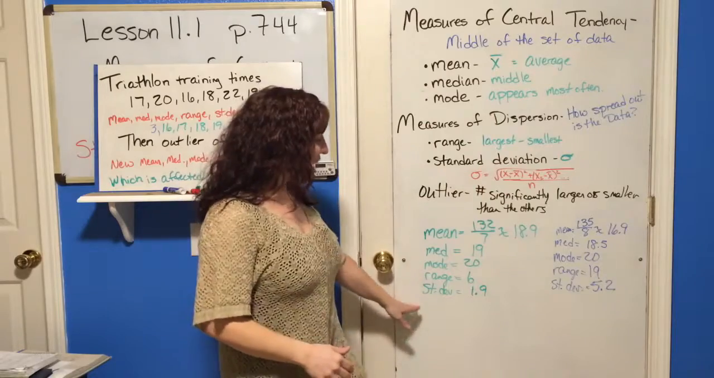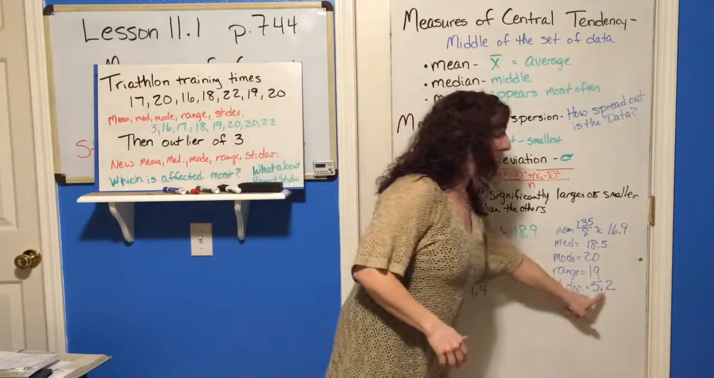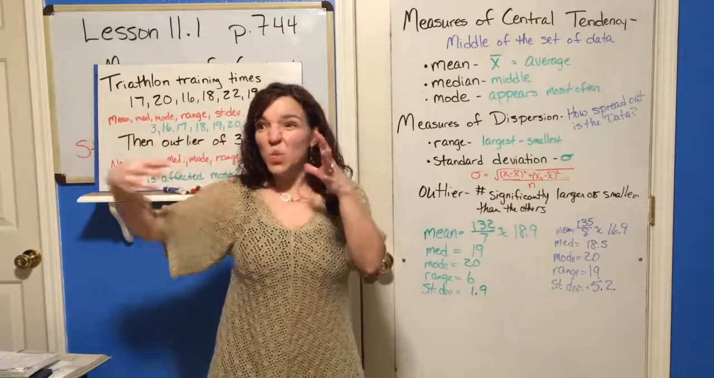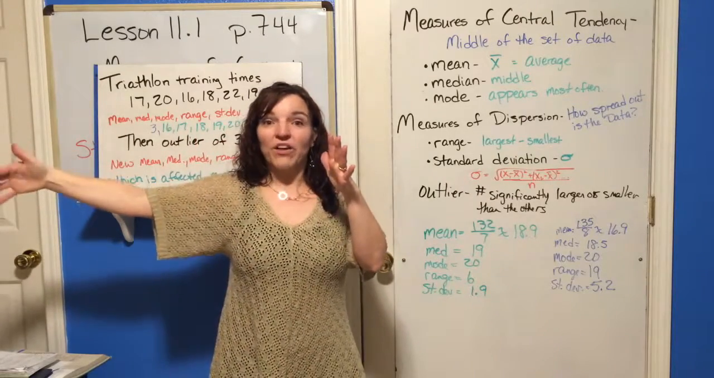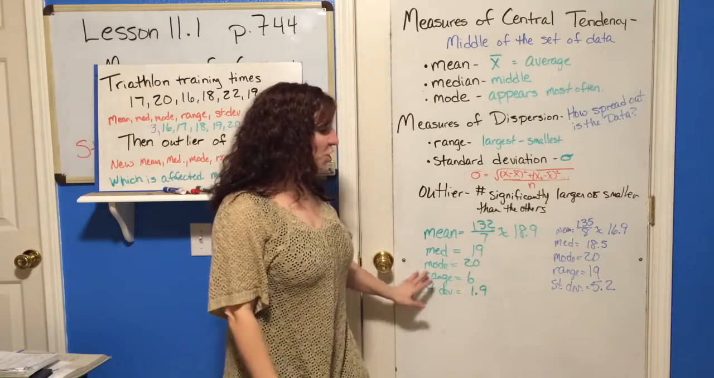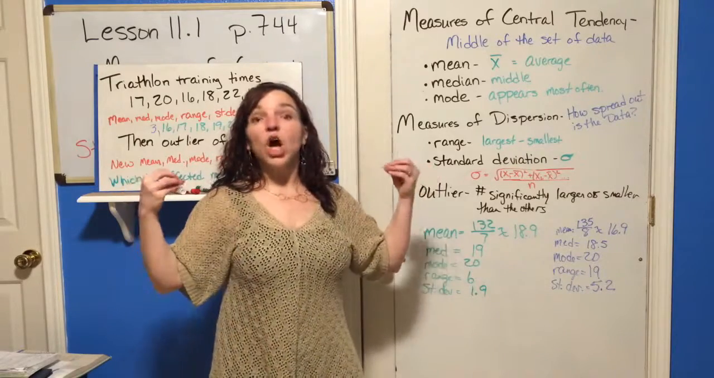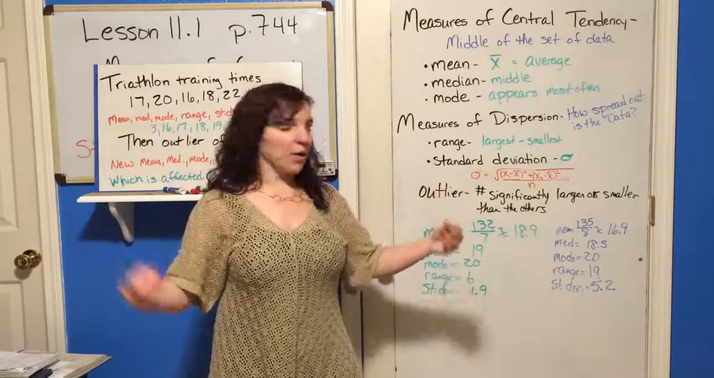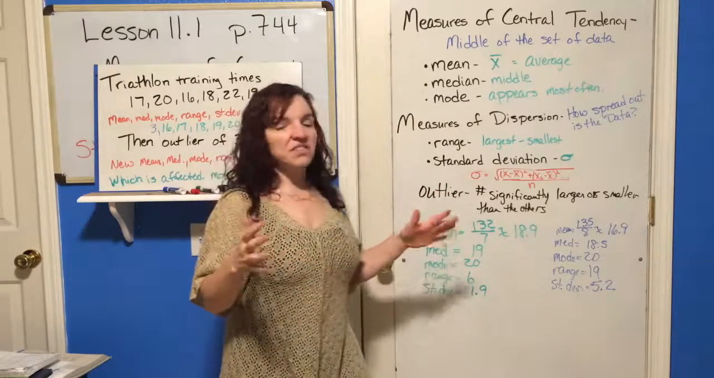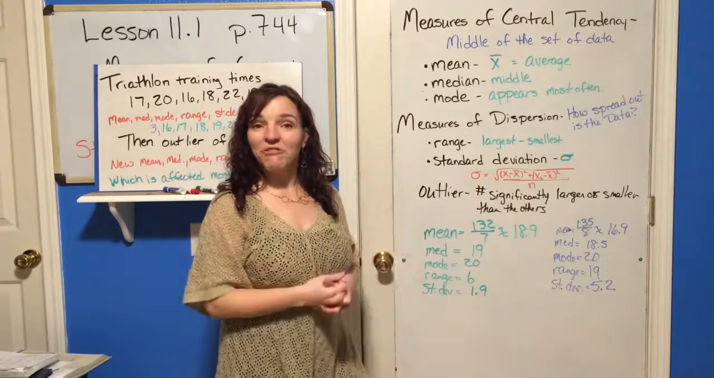And the standard deviation went up quite a bit because we have to account for this outlier that's way out on the edge somewhere in the fringes. So your standard deviation and your range are going to be affected a lot by an outlier. The median and mode will be affected some, maybe not very much.